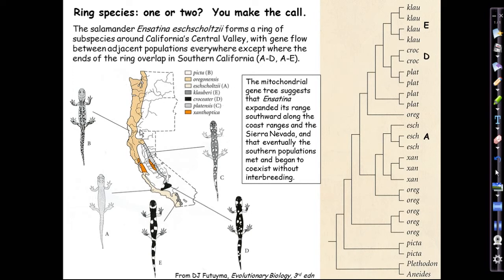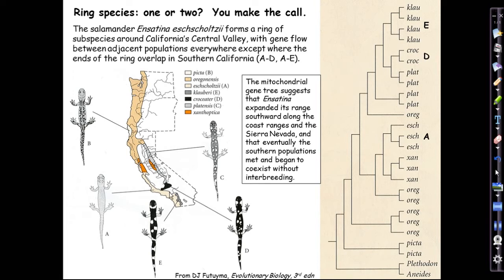So how did this situation come about? The hypothesis is, and it is supported by the gene tree over here on the right, as well as other evidence, that after the recent glaciations, Ensatina eschholzii expanded its range south from Canada and the Pacific Northwest down into what's now California, and when it came to the Central Valley, it forked, and one population expanded along the coast, the other expanded along the Sierra Nevada, and then they met each other again in Southern California, so that the geography actually mirrors time.